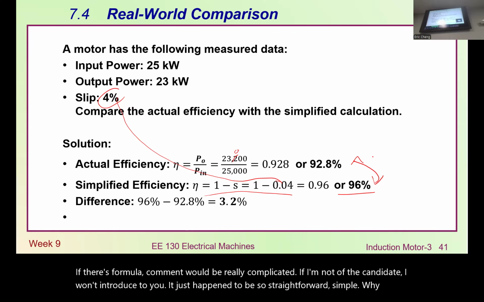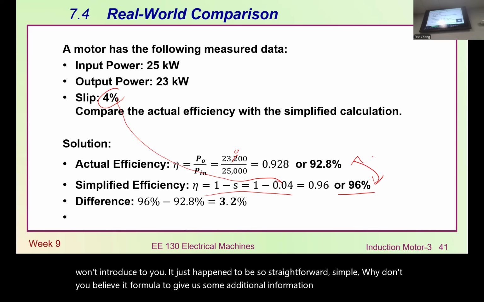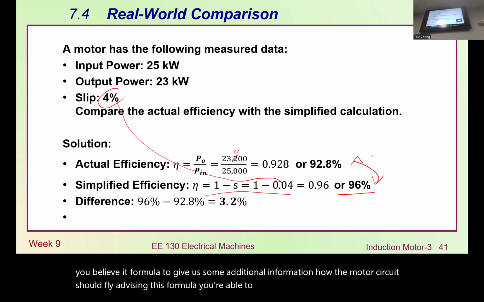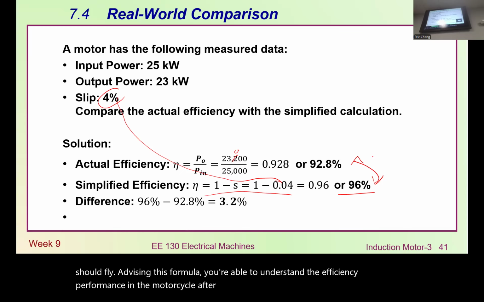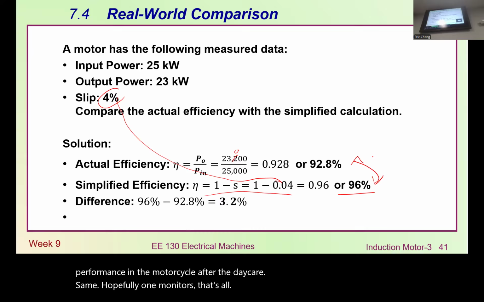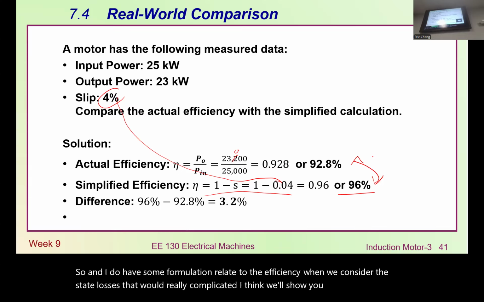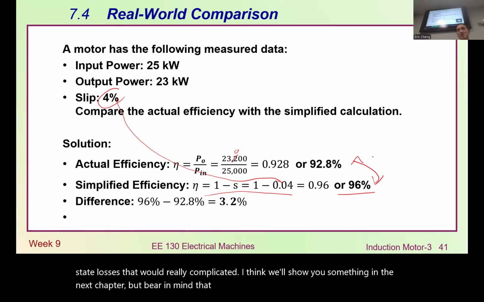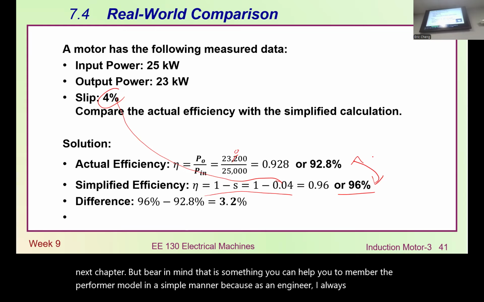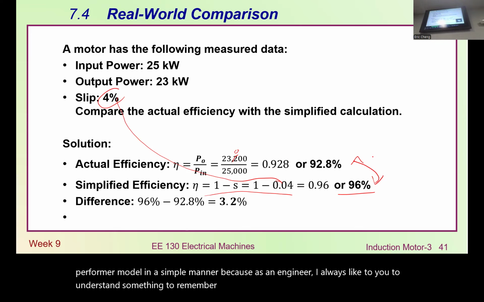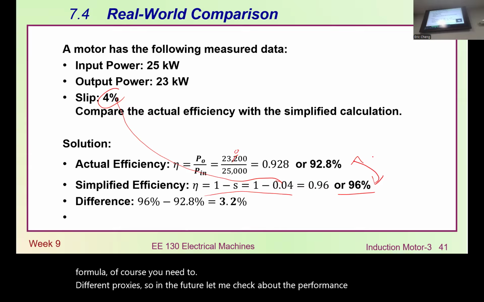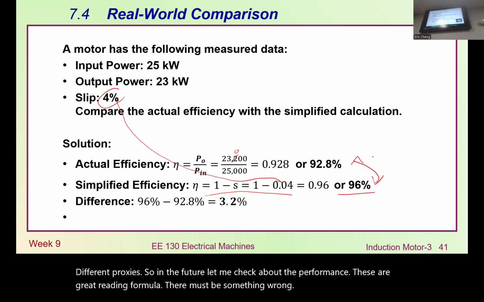Remember this formula, and it gives us some additional information about the rotor circuitry. By using this formula, you're able to understand the efficiency performance on the rotor side after the air gap. Simple formula, 1 minus S, that's all. I do have some formulations related to the efficiency when we consider the stator losses. That would be really complicated. I think I will show you something in the next chapter. But bear in mind that this is something that can help you to memorize the performance of a motor in a simple manner. Because as an engineer, I always like you to understand something, to memorize something, not everything. So like this simple formula, of course, you need to understand and memorize it. So in the future, when we check a motor's performance, if it doesn't agree with this formula, there must be something wrong. So that is the maximum possible efficiency.